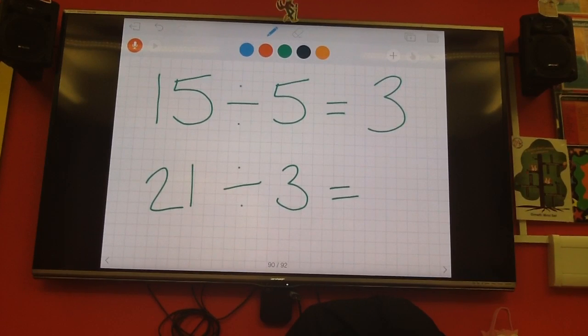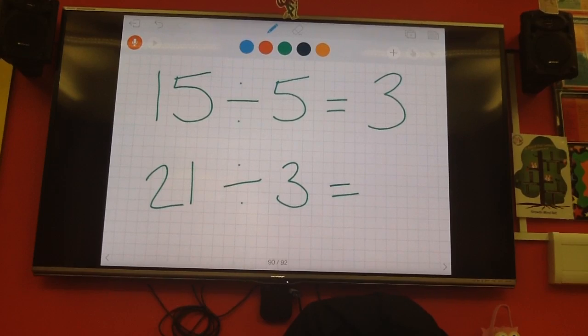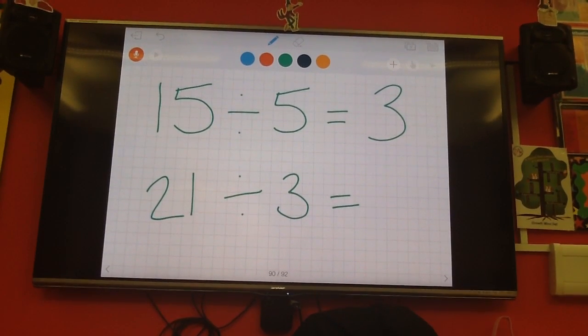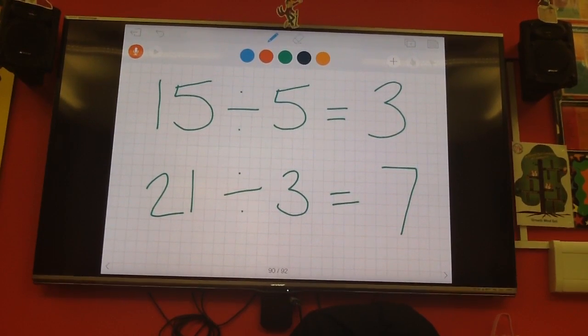In the second example, the children would use their 3 times table to count up how many 3s there are in 21. So looking at this one, 3, 6, 9, 12, 15, 18, 21, there are 7 3s in 21.